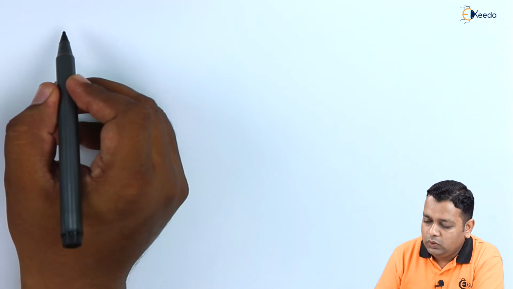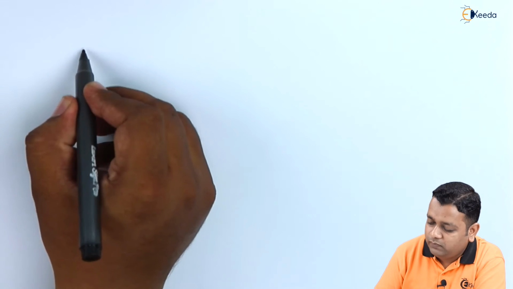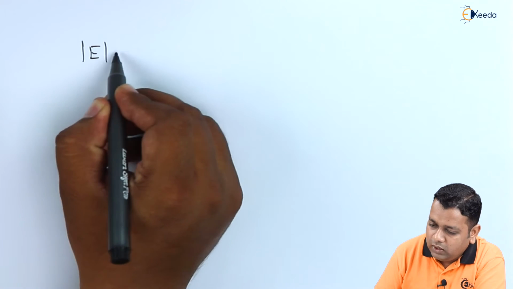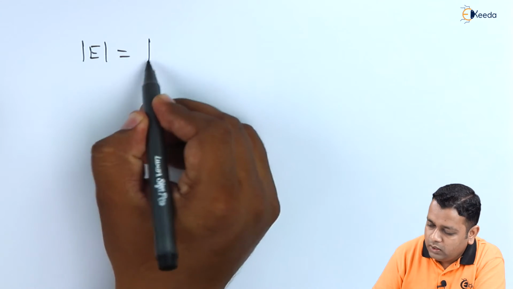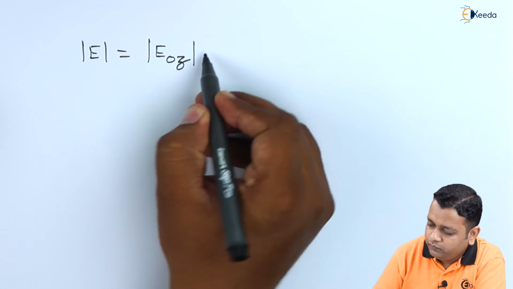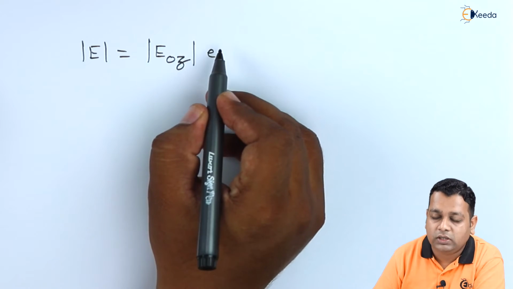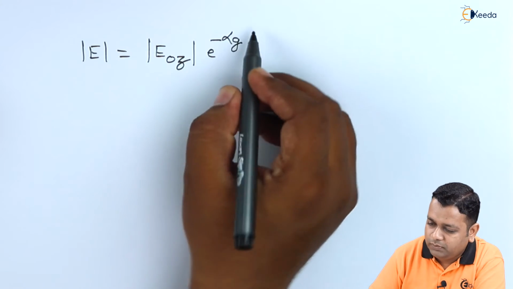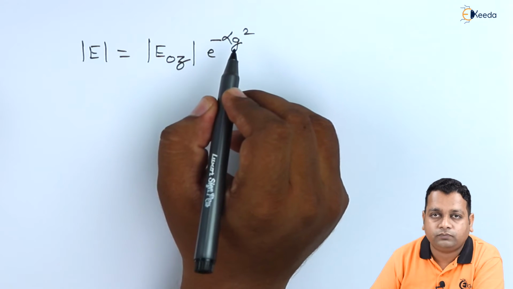Now we shall talk about the power losses because of the metallic walls with which the waveguide is made. To discuss the losses by the guide walls, we go for the formulation of magnitudes of the electric and magnetic vectors. The magnitude of the electric vector is expressed as mod of E suffix 0z in multiplication to the exponential e to the power minus alpha suffix g z.